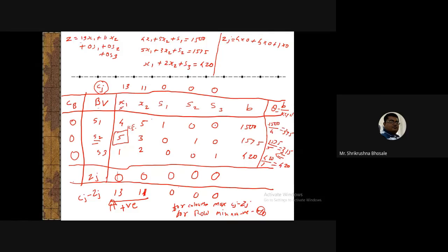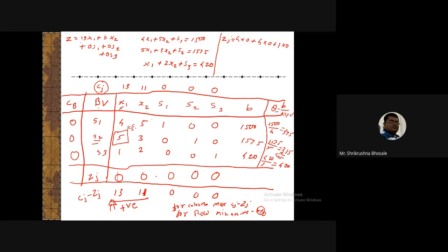Once you formulate these values, you have to calculate Zj. How to calculate Zj? Your formula is written. For example, the first Zj: 4 into 0 plus 5 into 0 plus 1 into 0. The summation of all these comes to 0, so here 0 is written. As zeros are on this side, if you multiply with these numbers, the multiplication will come 0 and the summation will become 0. So at the first level, all Zj values are 0. This is the first case.